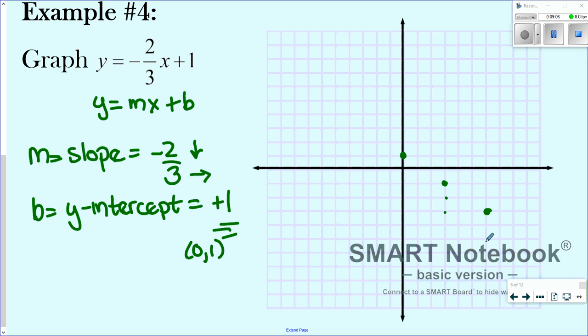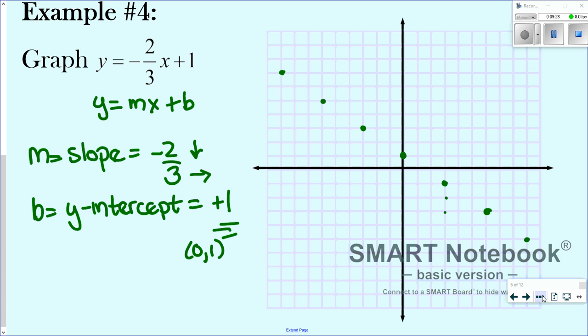And you continue doing that until you cannot plot anymore, and then you go to the other direction. So the opposite of going 2 down and 3 to the right is 2 up and 3 to the left. 2 up and 3 to the left.